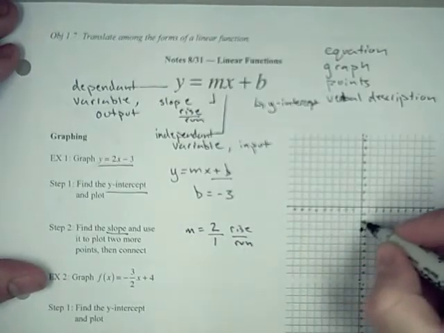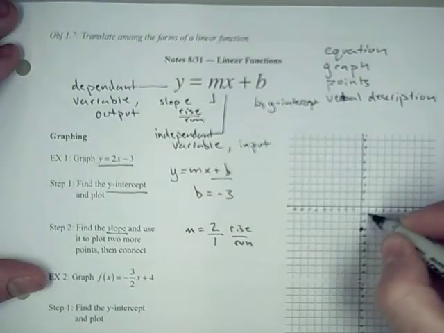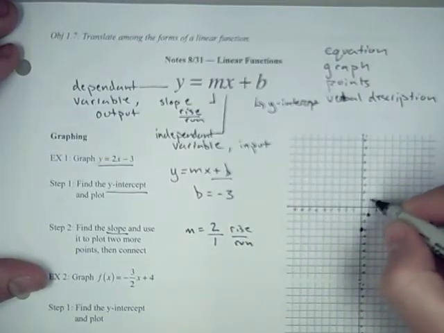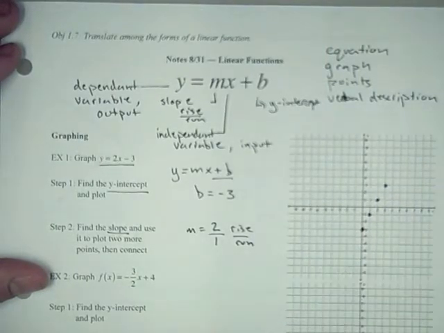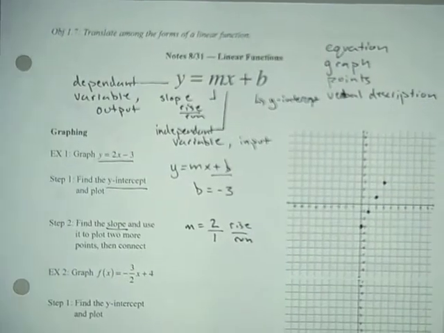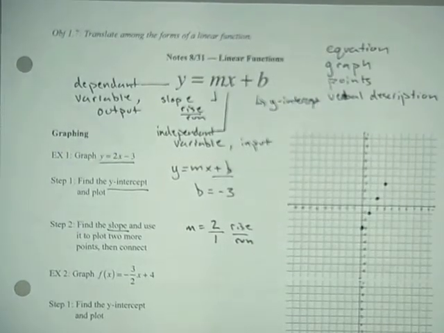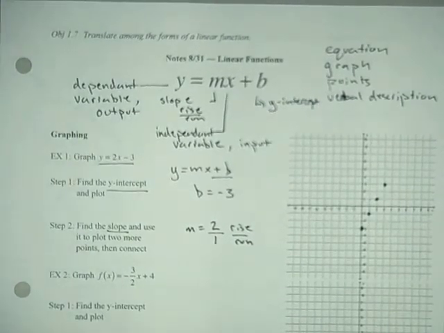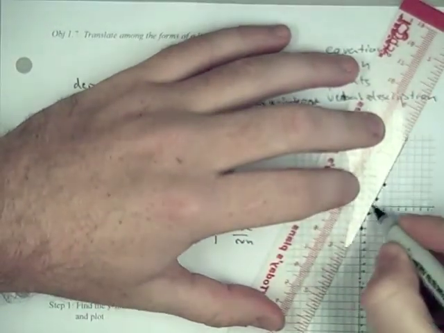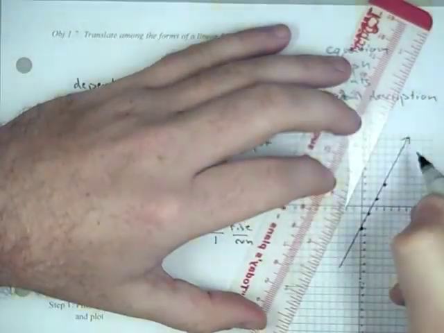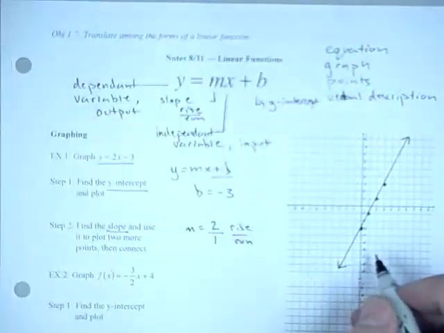So we're going to count up 2 and over 1, and put a new dot. Up 2 and over 1. And that is going to make our line. Then you're going to take your ruler or your straight edge, and plot the line through the points and put arrows on the end.